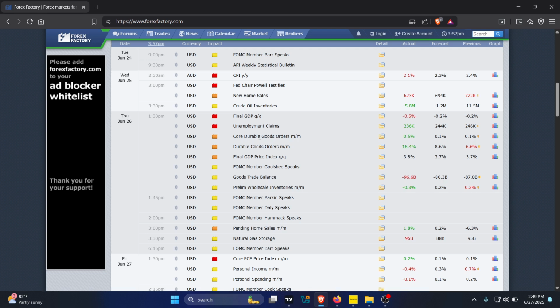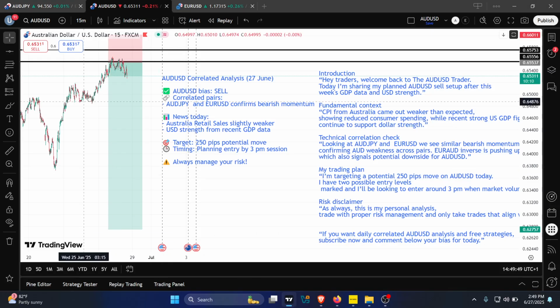Now, these are all very important fundamentals you have to look at whenever you're trading AUDUSD. After those fundamental news, we're able to determine that our trade setup will be a sell, and this is why we are on a sell currently.